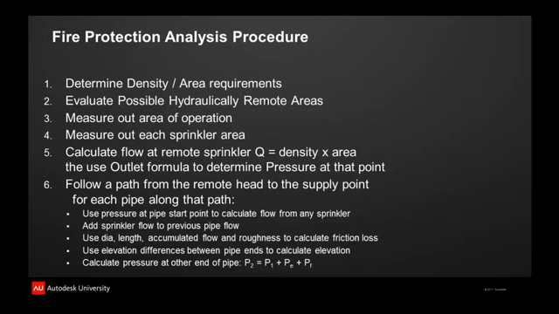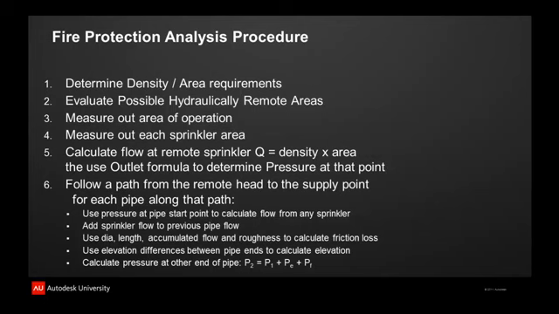A typical density area requirement is perhaps 0.15 over 1,500 square feet. So given a challenge to our system, we'd measure out 1,500 square feet in step 3. In step 4, we'd measure out the area covered by each of the sprinklers within that 1,500 square feet. That area would be used in step 5 to calculate the required flow out of that particular sprinkler, out of each of the sprinklers within that area. Each sprinkler would require a flow of the required density times the area of coverage of that sprinkler.